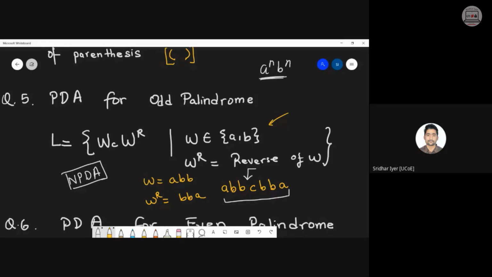It's clear that it is called an odd palindrome because the total length of characters is odd. As you can see, this was of length 3, this was of length 3, and there is one middle character C which will ultimately turn the length of the entire palindrome odd. So the total length becomes 7. So we can say that the length of the entire string WCWR is odd. That is why it's called an odd palindrome.